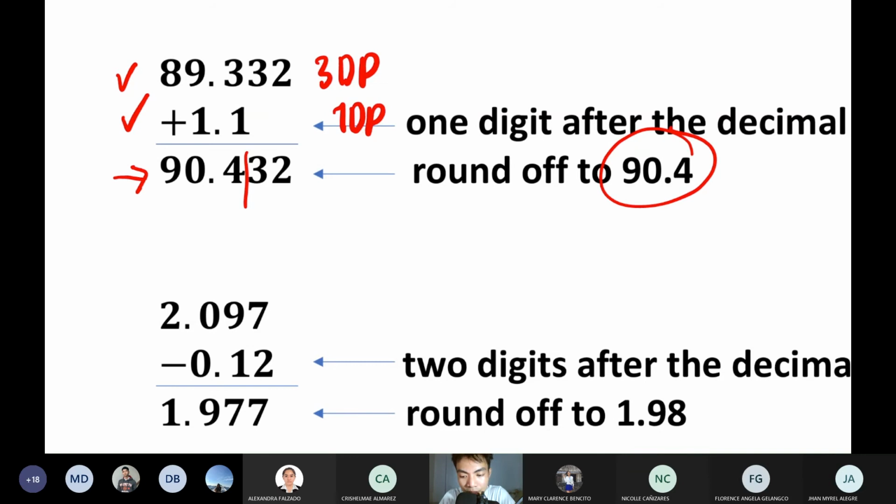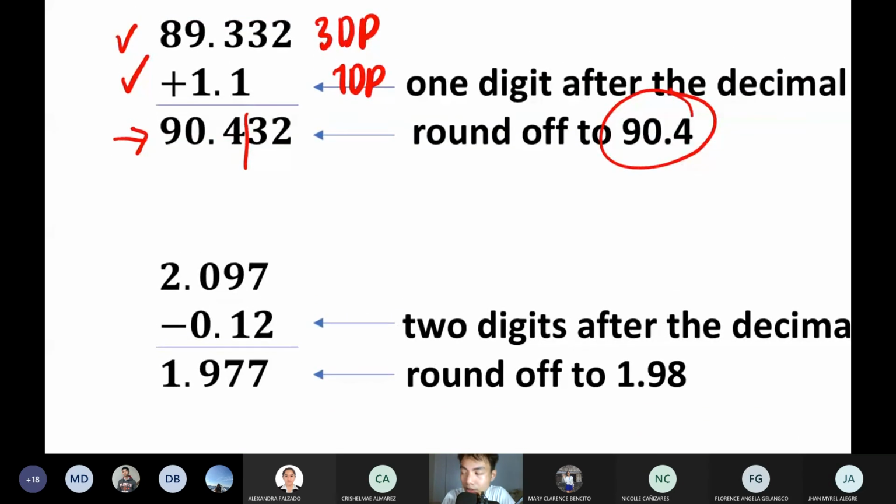Ganon din sa subtraction ha. So for subtraction, ito naman yung gagawin natin. Tignan mo ilang decimal places to. Ito ay tatlo. 3 decimal places. Ito, ilang decimal places? Ito ay dalawa. Ano susundin na decimal place according sa rule? Yung pinaka-onte, which is yung 2. Okay, so that means I will subtract them as is, and then my final answer will be rounded off to 2 decimal places, which will be 1.98.